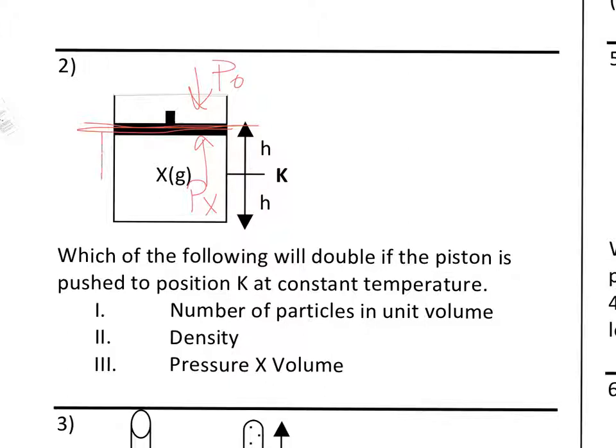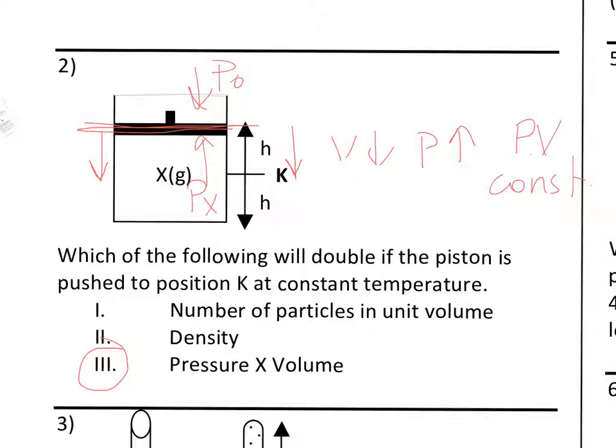When you push the piston to position K, it means you're making the volume smaller and the pressure is going to increase. So P times V is going to stay constant. So number 3 is definitely going to stay the same. It's not going to double.